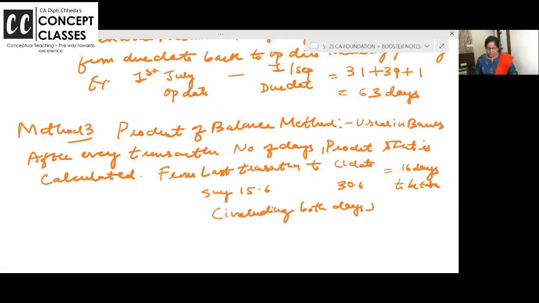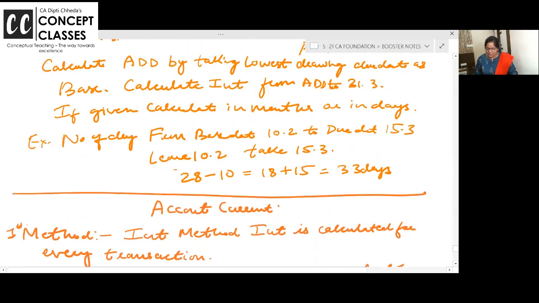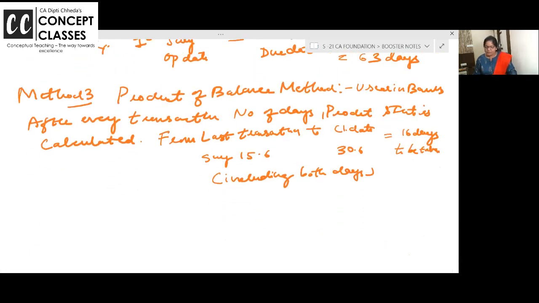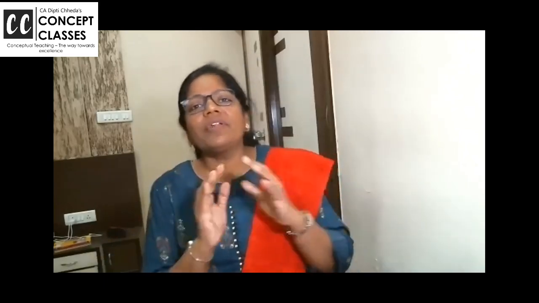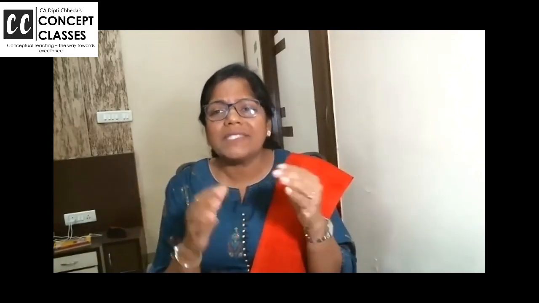Okay? I think these many booster notes are enough. If you want anything else, let me know, balance of product method and all. That's all for account current and average due date. I went very slowly. It's a very simple chapter.